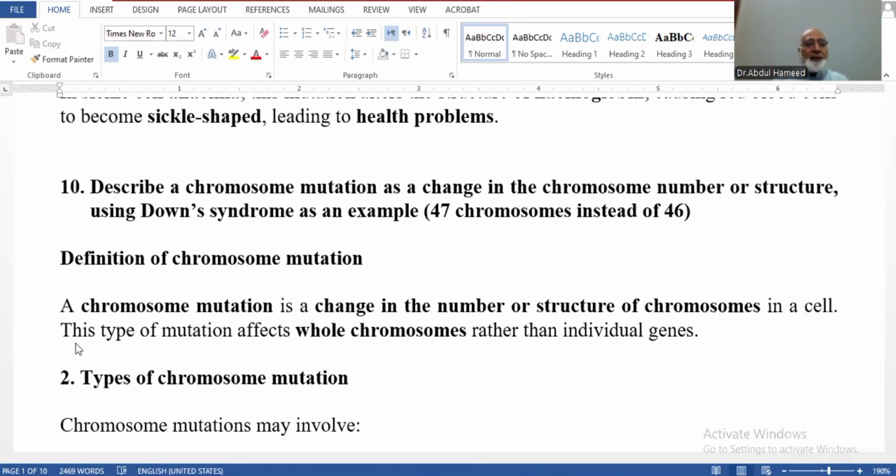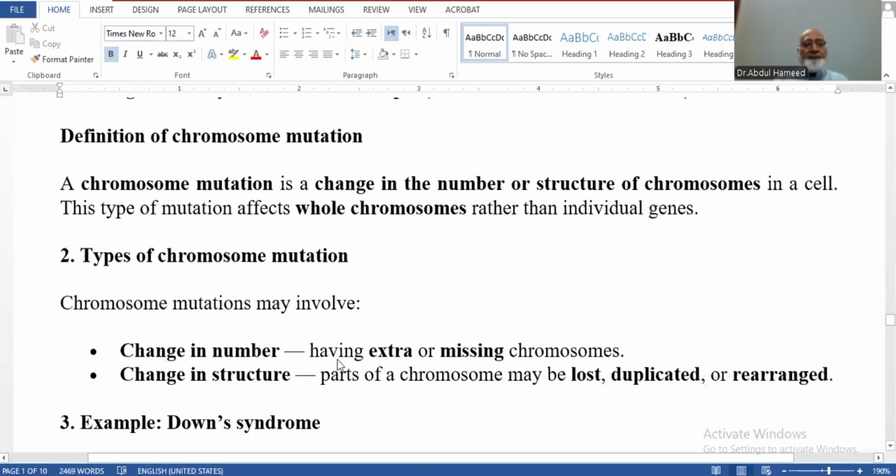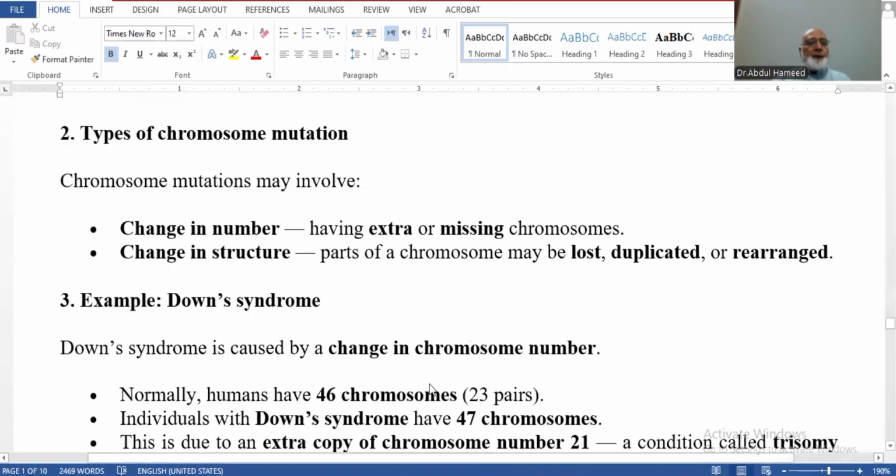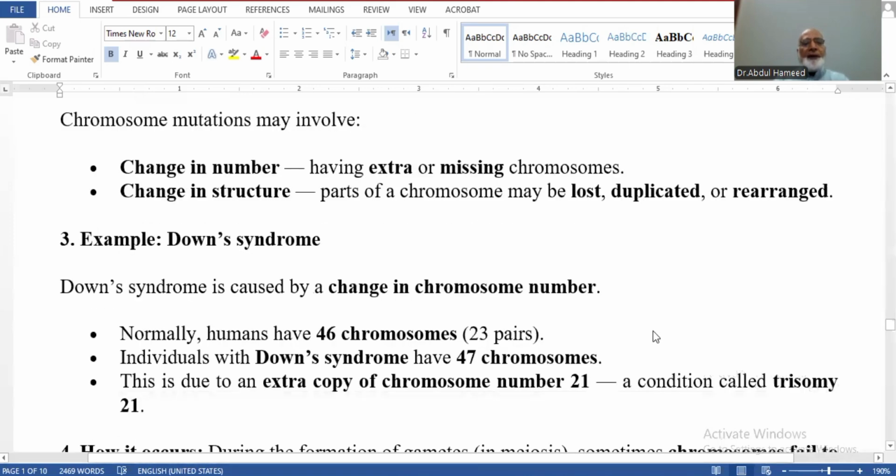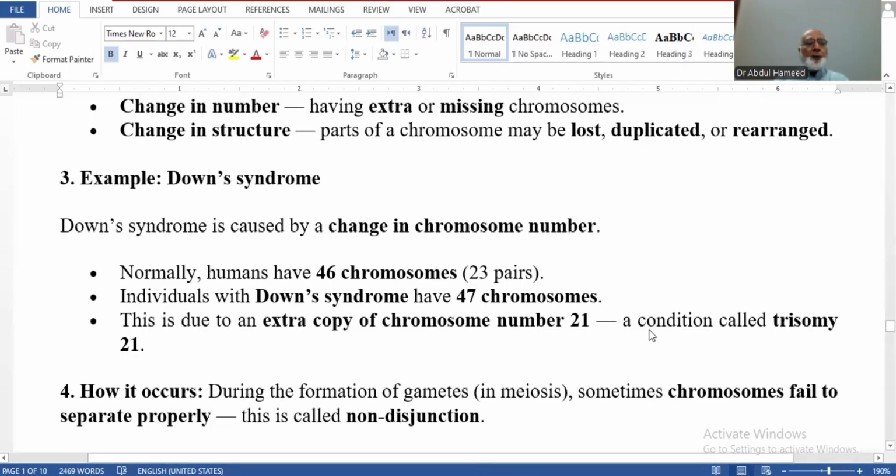Types of chromosome mutation. A chromosome mutation may involve a change in number, having extra or missing chromosomes, or a change in structure. Parts of a chromosome may be lost, duplicated, rearranged, or change position. So the example given is Down syndrome. Down syndrome is caused by a change in chromosome number. Normally humans have 46 chromosomes, in 23 pairs, but an individual with Down syndrome has 47 chromosomes. This is due to an extra copy of chromosome number 21, a condition called trisomy at chromosome number 21 level.